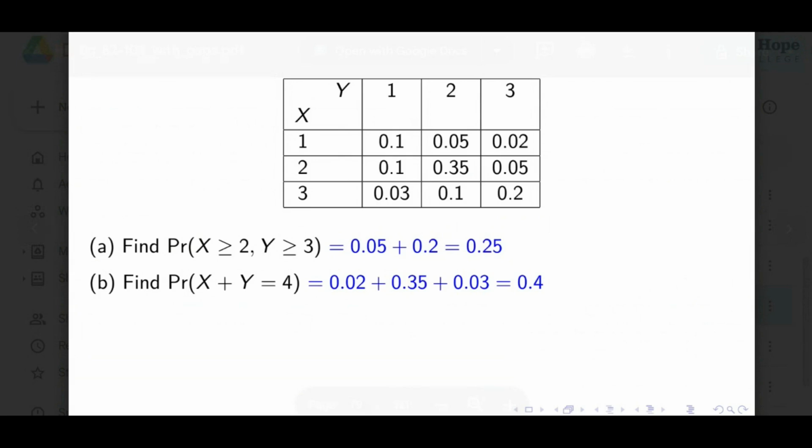Now, you all know, right? X and Y do not have to share the same range. This is coincidental. It could be anything, just discrete, that's all.